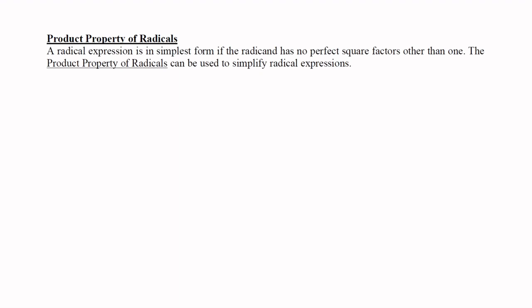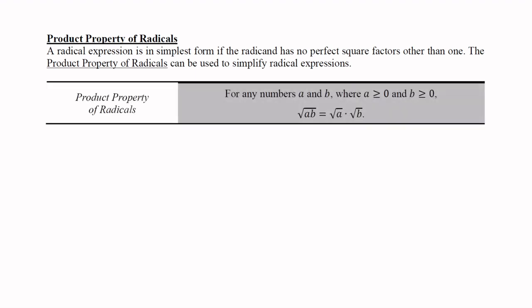A radical expression is in simplest form if the radicand has no perfect square factors other than 1. The product property of radicals can be used to simplify radical expressions. So for any numbers a and b, where a is greater than or equal to 0 and b is greater than or equal to 0, the square root of ab is equal to the square root of a times the square root of b. The product property of radicals states that if you're multiplying two things inside the radical, you can split up the radical into two separate radicals, multiplying those elements. So instead of the square root of a times b, we can do the square root of a times the square root of b.